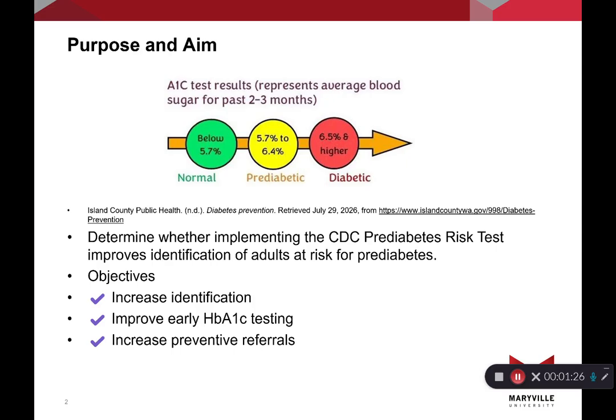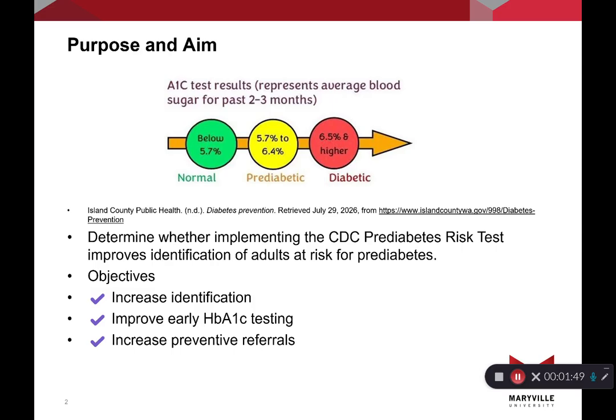The second objective was to improve opportunities for early hemoglobin A1C testing. Identifying risk is important, but identification alone does not improve outcomes. Once a patient is recognized as being at high risk, providers can determine whether additional laboratory evaluation is appropriate.